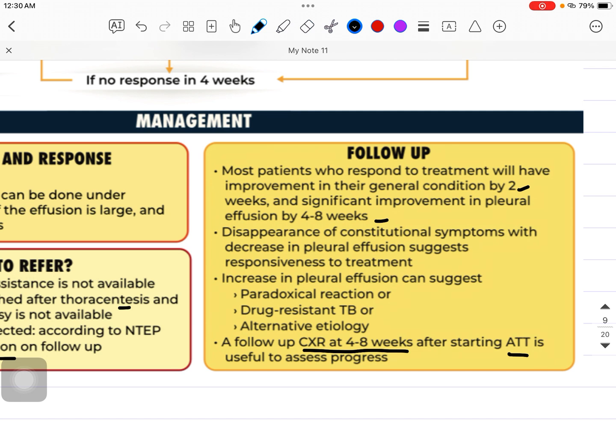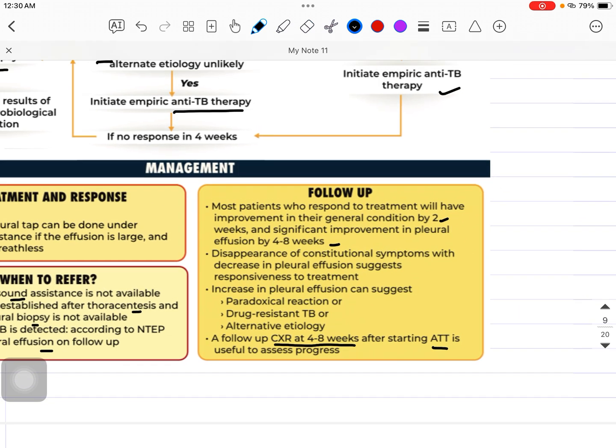So I think you must have understood the basic idea of pleural tuberculosis, how we are suspecting the diagnosis of pleural TB, how we are reaching the conclusive diagnosis of pleural tuberculosis, and then further management. So that's it about pleural tuberculosis.